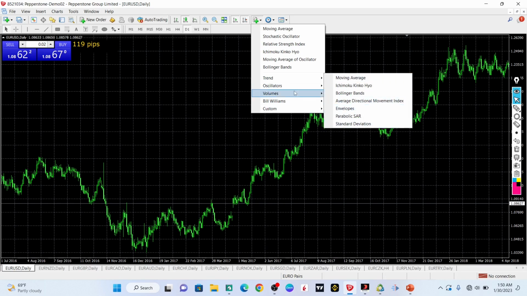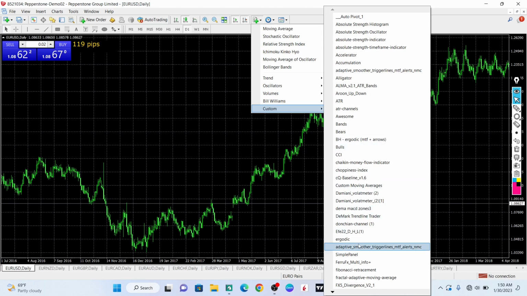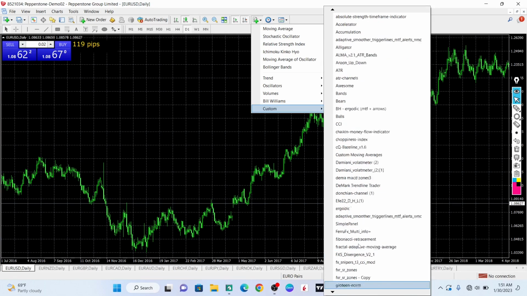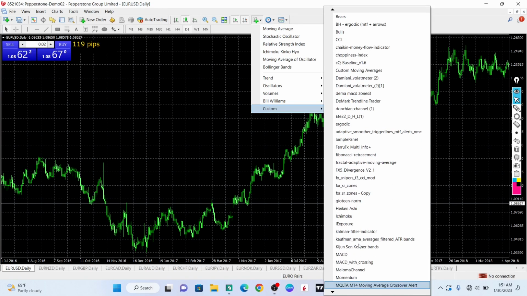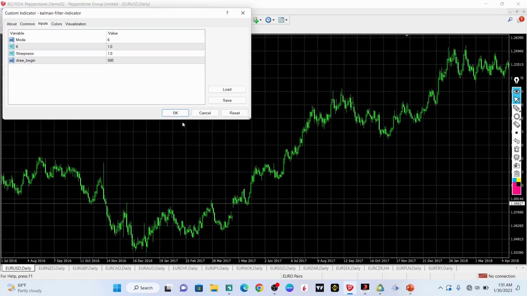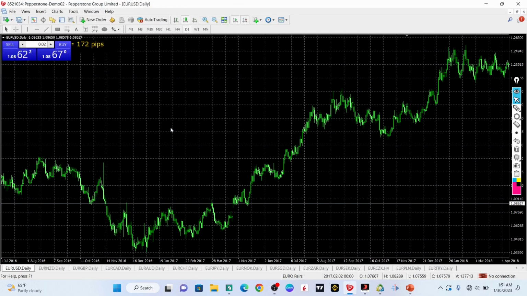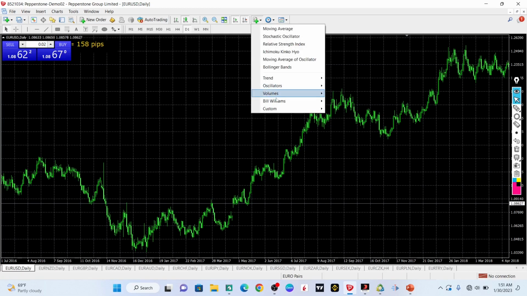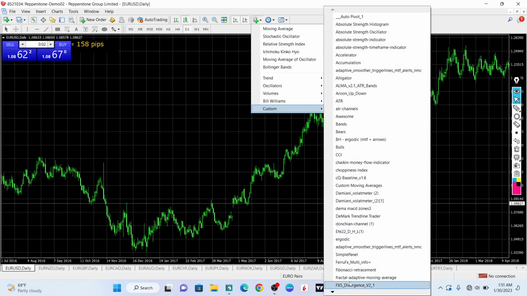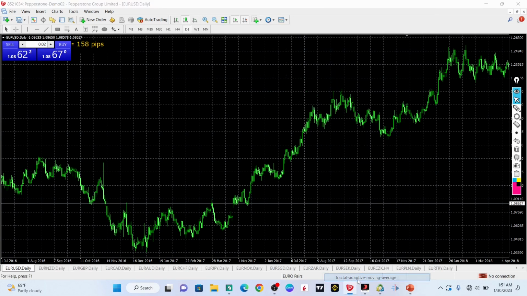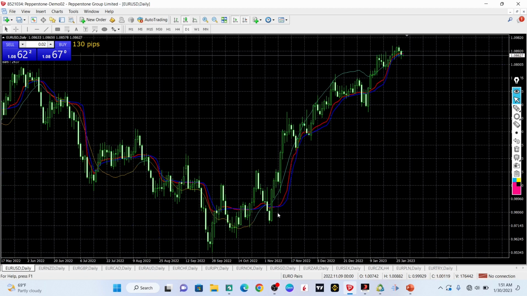So you can see, we can try some other indicators. We can try this one, but it needs internet, and I don't have internet. So let's use the custom adaptive moving average. You can see that this one is so smooth on the chart. Let me try to zoom in. You can see that this one is always on the chart.